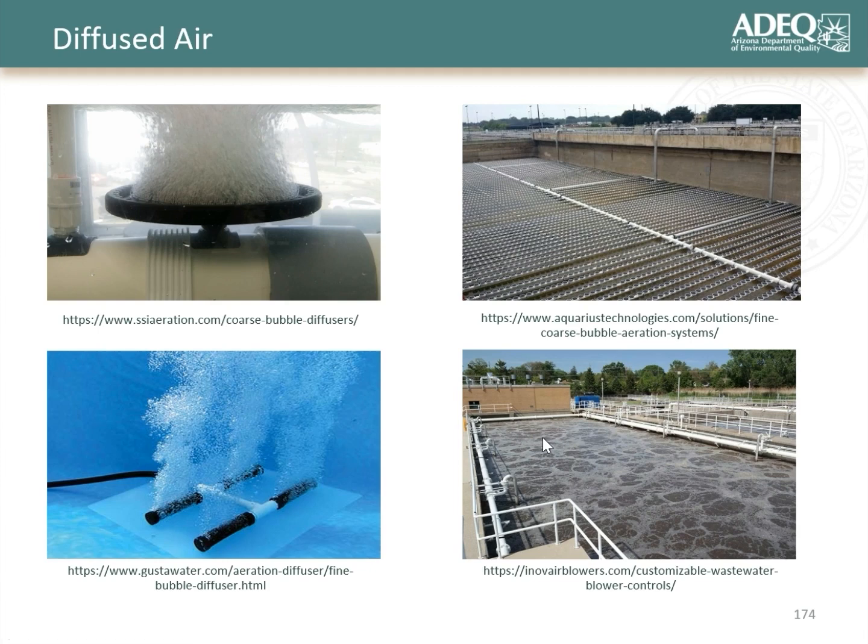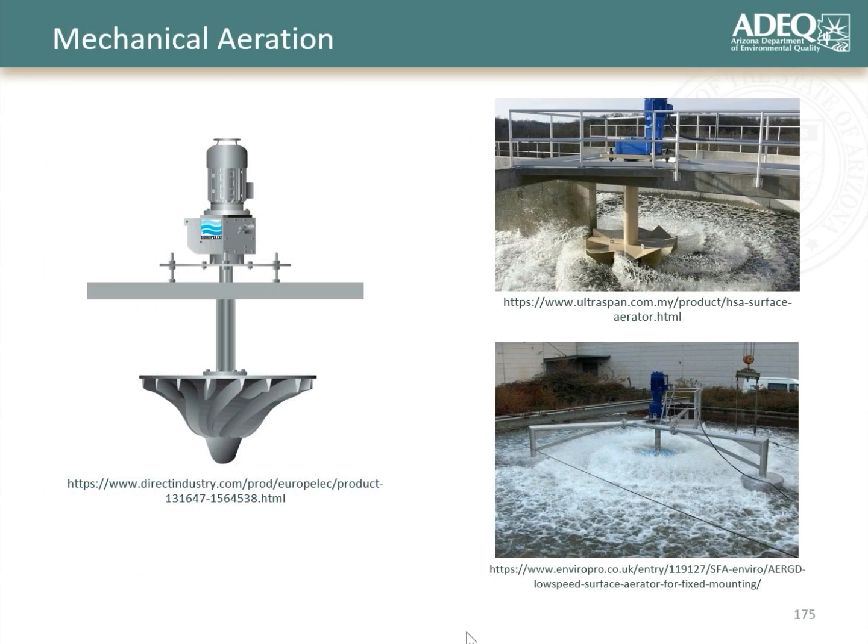You want a very fine bubble. You do not want large bubbling cauldrons. If that's happening, then likely one of your diffusers is broken. You want a very fine bubbly mist on the surface, similar to what the picture shows in the bottom right. This shows one example of a mechanical surface aeration system.